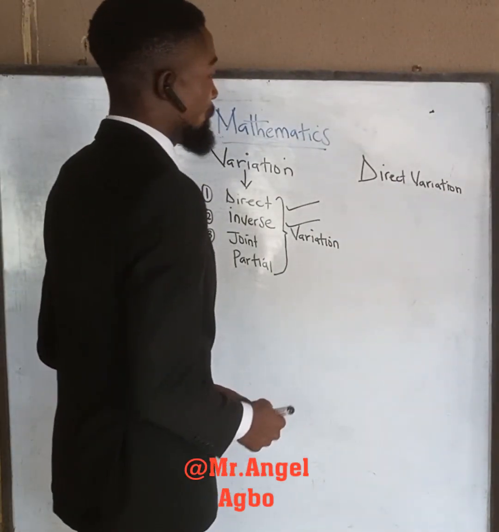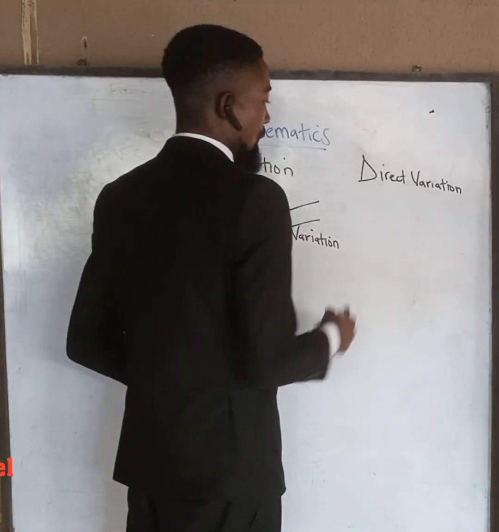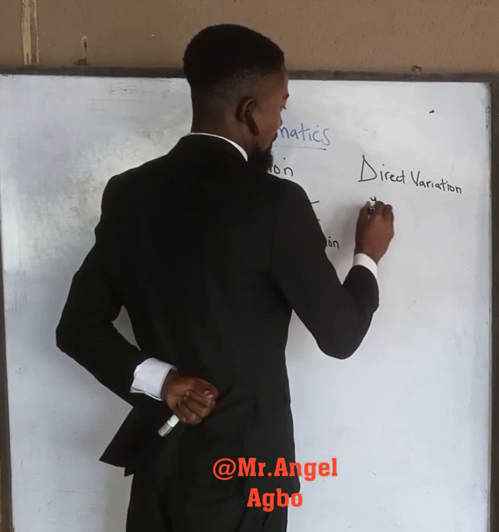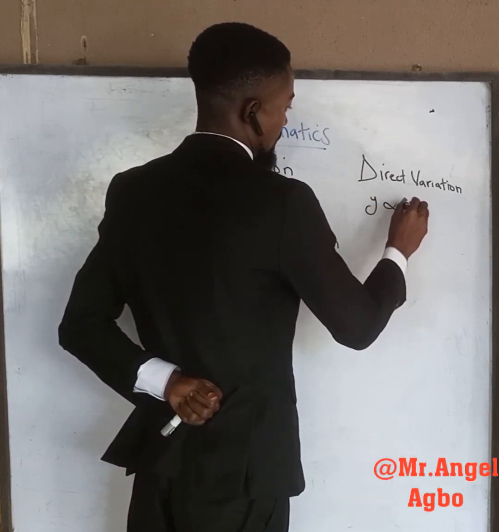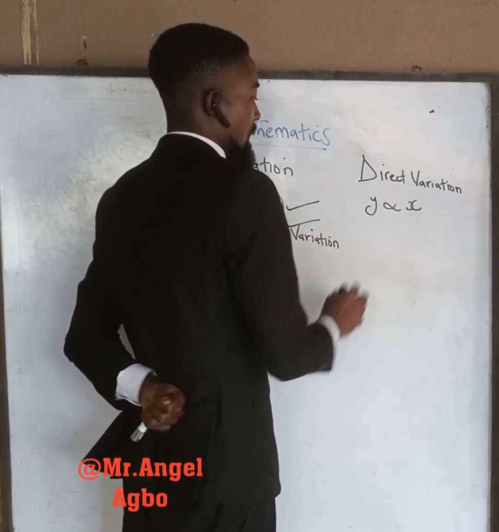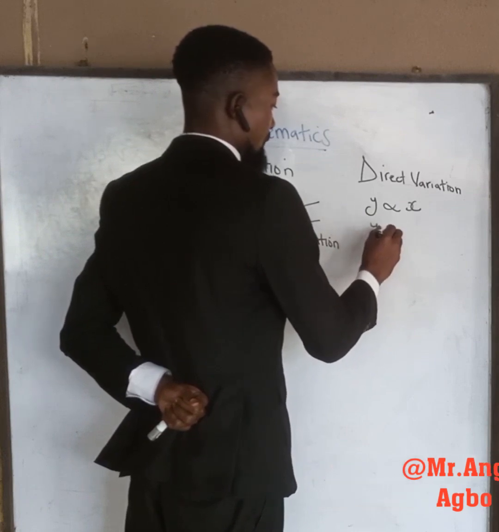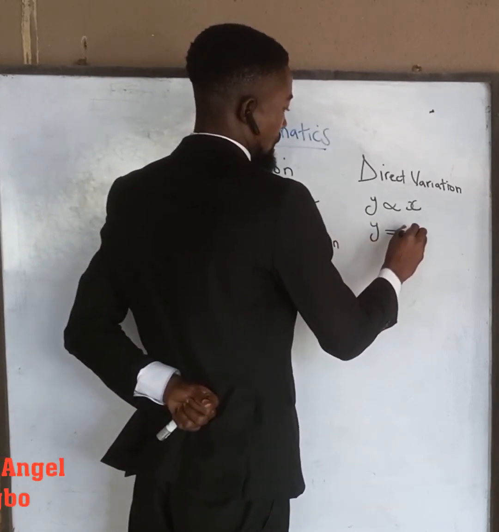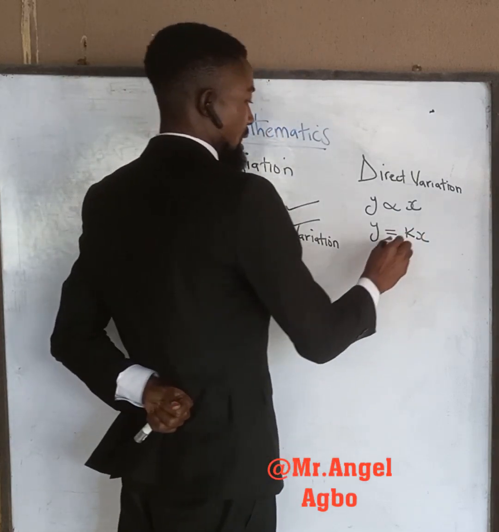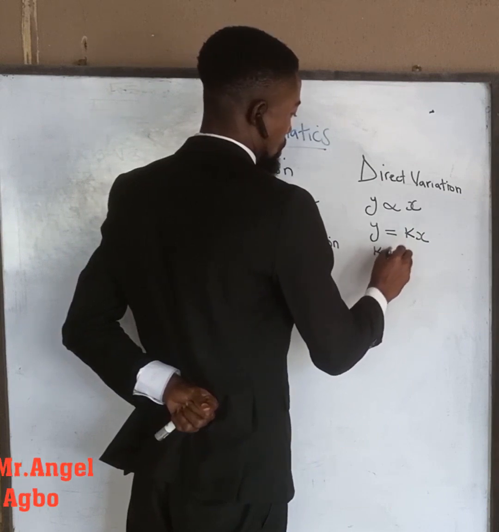So let's take one example. The relationship between y and x could be this way. In every relationship, there is a constant number. So we have y equals kx, where k is the constant. K is equal to what? Constant.